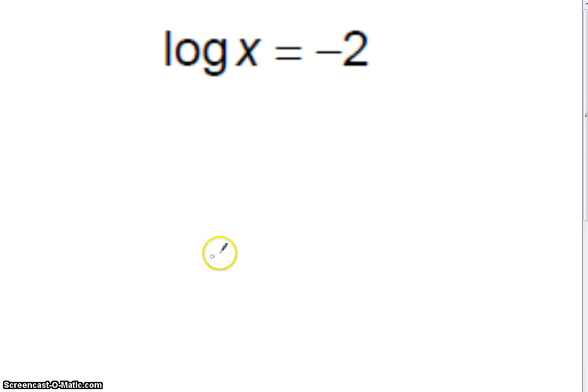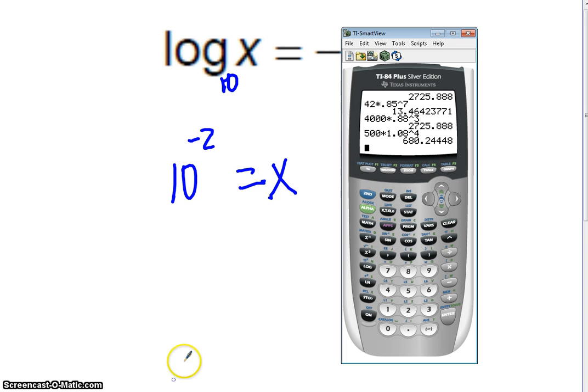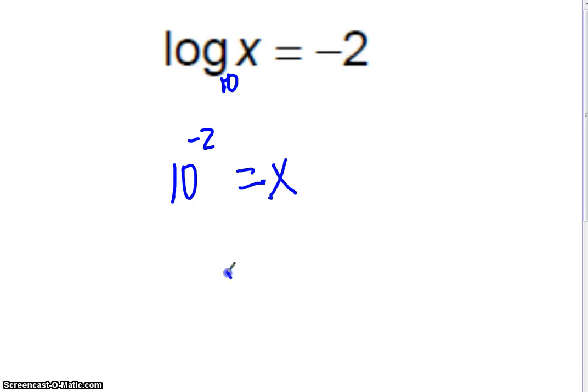So if you were to solve this, you would say this is a base 10. So 10 to the negative 2 is equal to x. And then you would use your calculator and you would say 10 caret negative 2 and x is equal to 0.01.